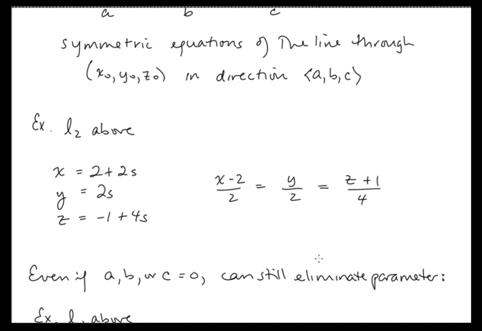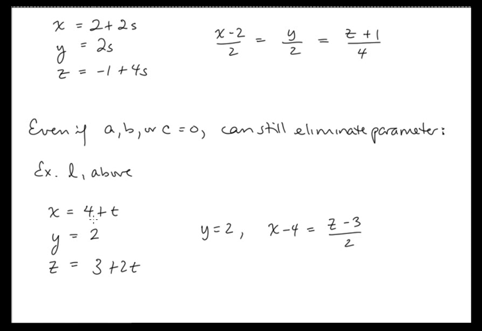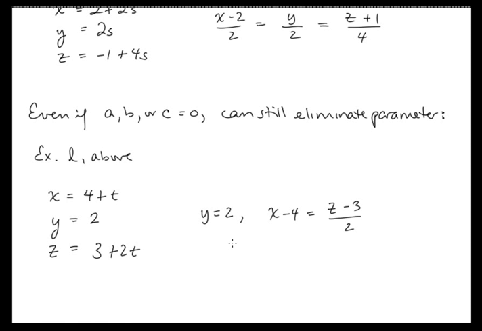Now if a, b, or c is equal to 0, we can still eliminate the parameter. For example, line 1 above was x equals 4 plus t, y equals 2, z equals 3 plus 2t. We notice that our b value in this direction vector is 0. So to eliminate the parameter, we just leave y equals 2 and put a comma. And then we're going to eliminate the parameter in the other two equations. So we have (x minus 4) over 1, or just x minus 4, and then (z minus 3) over 2. So x minus 4 is equal to (z minus 3) over 2, and y is equal to 2. And with this, we'll conclude our lesson on lines in three-dimensional space.